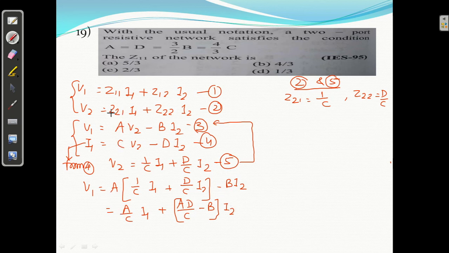So if you compare 2 and 6, what do we get? Z11 equal to what? A by C. Z11 equal to A by C. And Z12 equal to what?